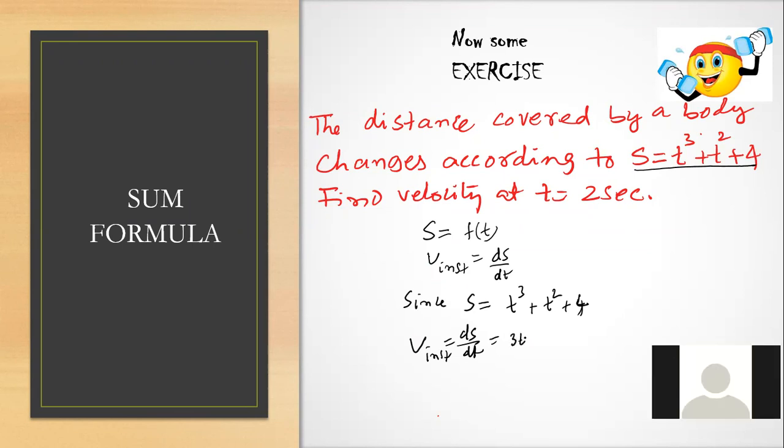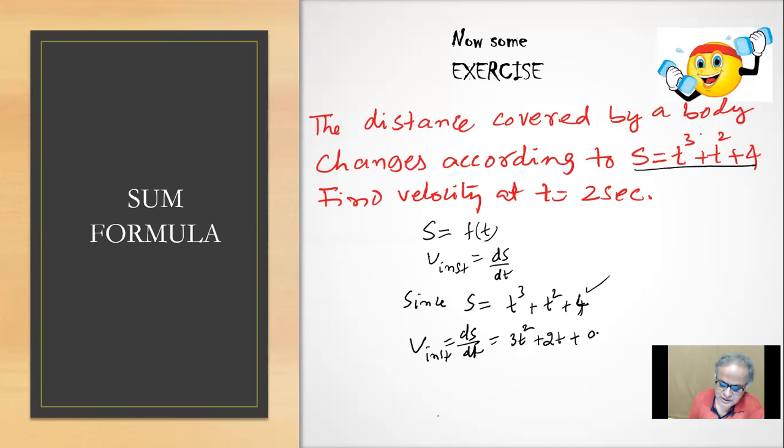3t squared plus 2t plus 4, no, 0. Differentiation of a constant is 0. If you want one more step, I can write, but that's not necessary. In the middle, d of t cubed by dt, d of t squared by dt, d of 4 by dt, I can write. Then they will remember that the differentiation of a constant is 0. So if you remember straight away, that's enough.